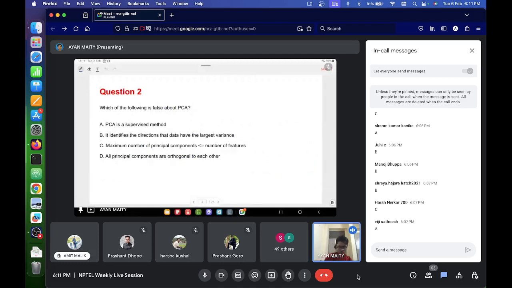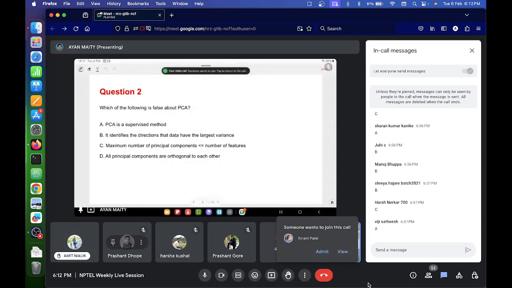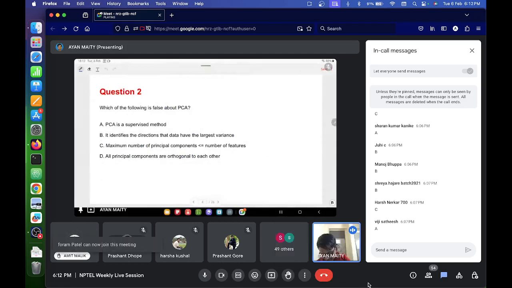Moving on to question 2. Which of the following is false about PCA? False about PCA, you have to find out. So there are 4 options. PCA is a supervised method. It identifies the directions that the data have the largest variance. Maximum number of principal components is less than equal to number of features. All principal components are orthogonal to each other. So which of the following is false about PCA?